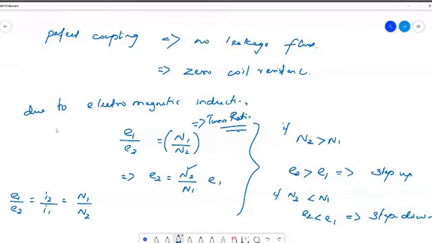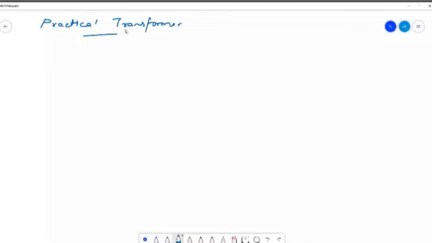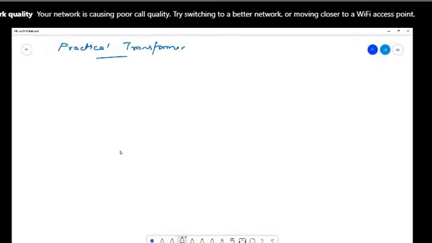Then let us go to the topic of the practical transformer. What happens in the case of a practical transformer? There will be some leakage flux involved. That leakage flux has to be taken into account, and the losses have to be taken into account.